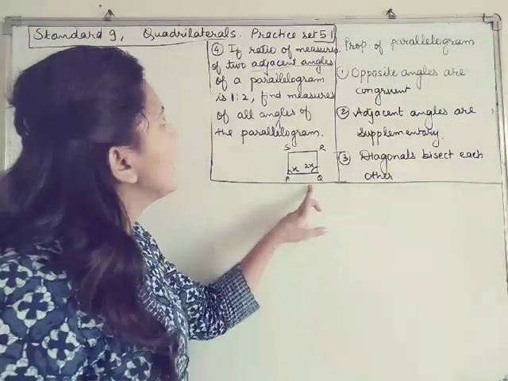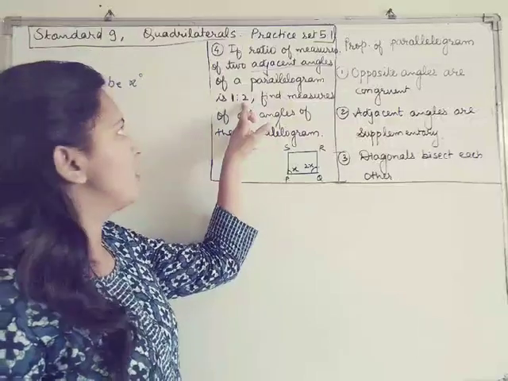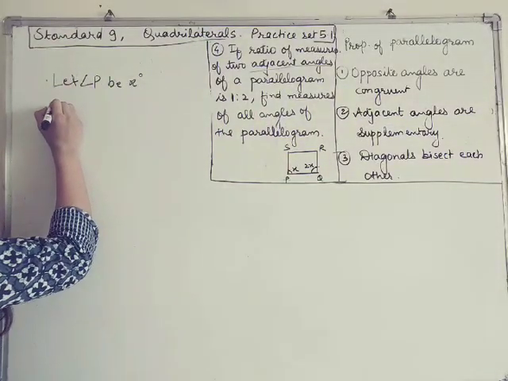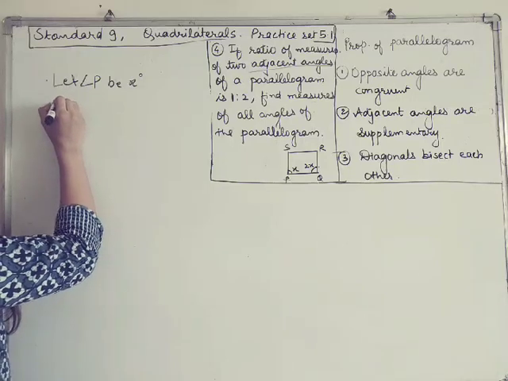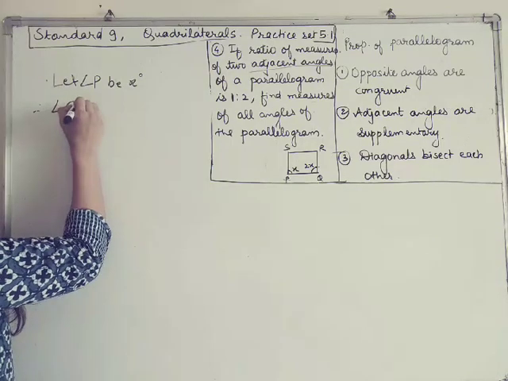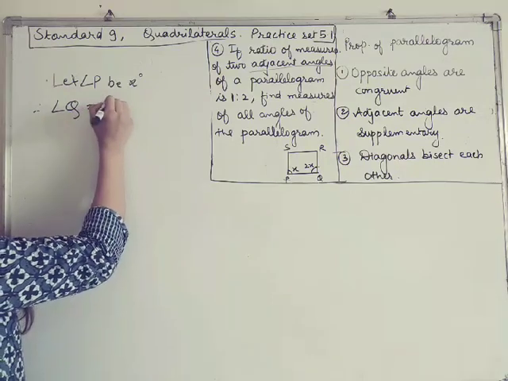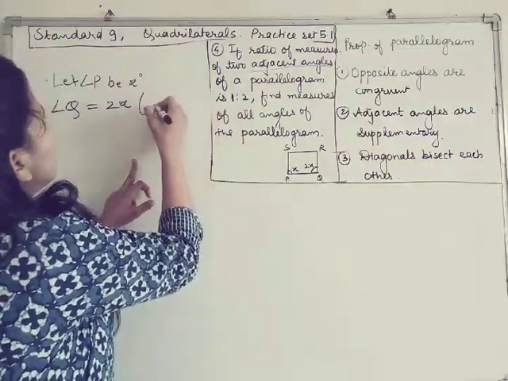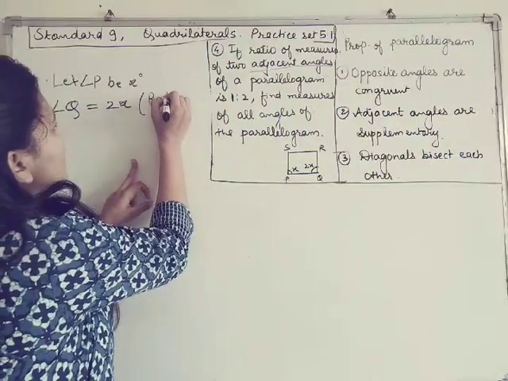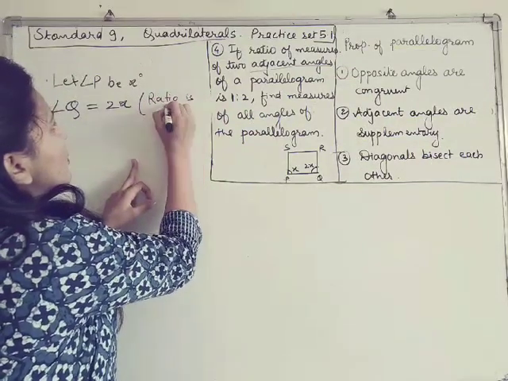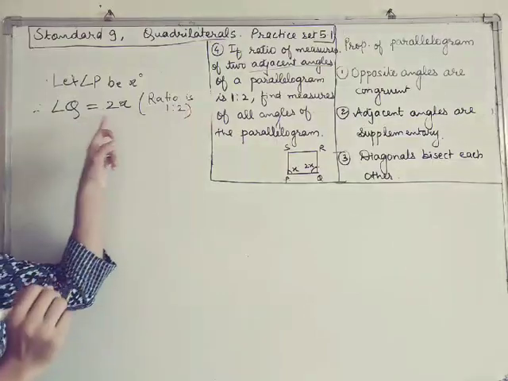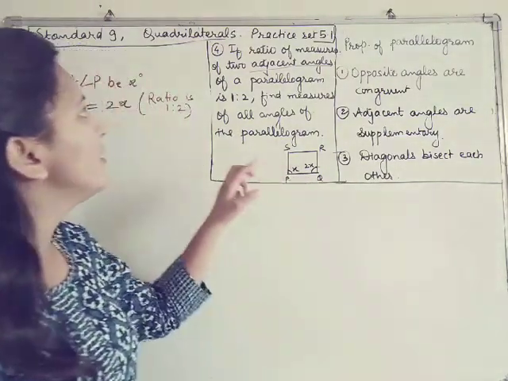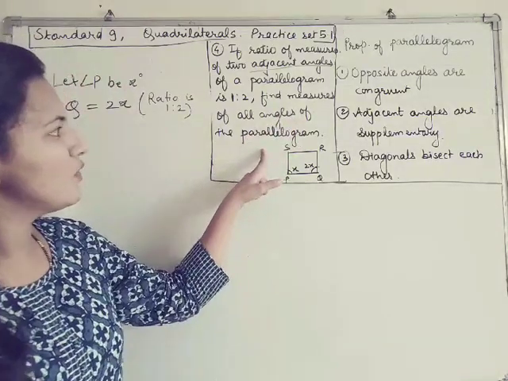So the adjacent angle is in 1:2 ratio. So the adjacent angle, that is angle Q, is therefore equal to 2x. As given, the ratio is 1:2. So angle Q is 2x. This I have written in the diagram as well. So find the measures of all the angles of a parallelogram.